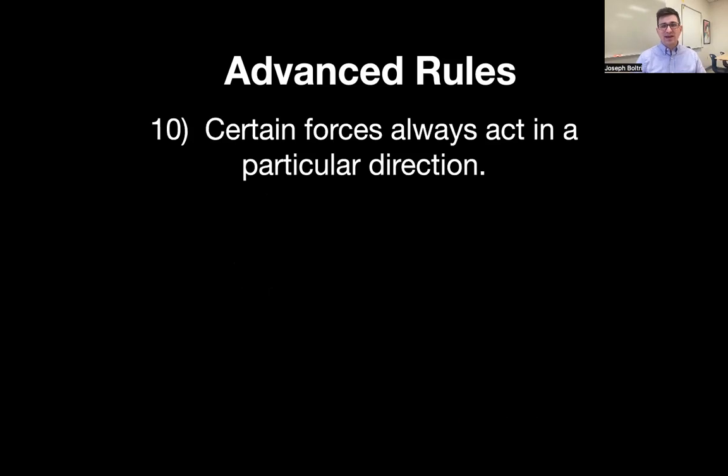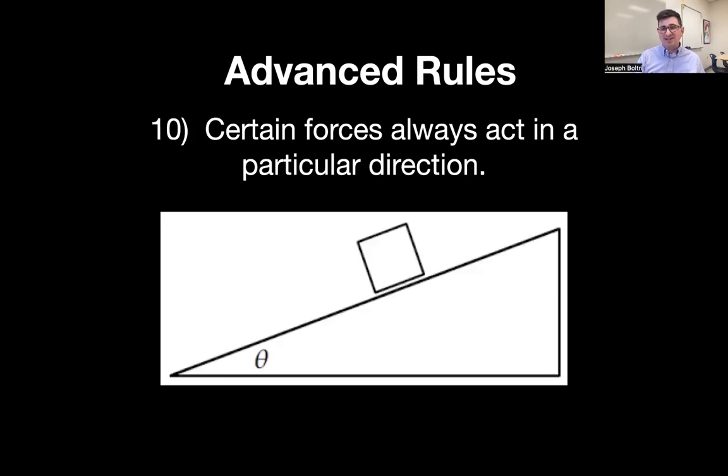And the last rule is that certain forces always act in particular directions. And we can depend on those directions to build our force diagrams up around it. So the classic example is a box that's sitting stationary on a ramp. If it's stationary on a ramp, the forces still have to be balanced, but it becomes a little bit more interesting when things get to be at an angle.